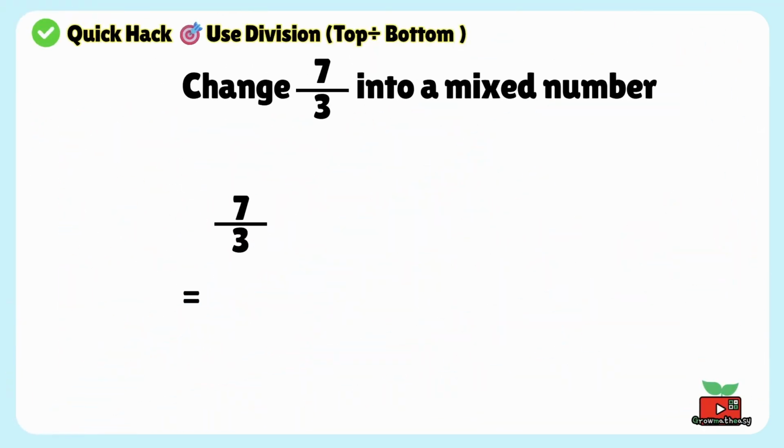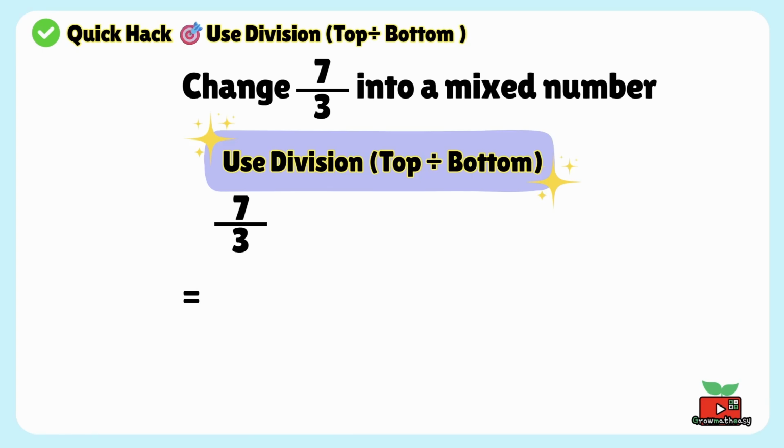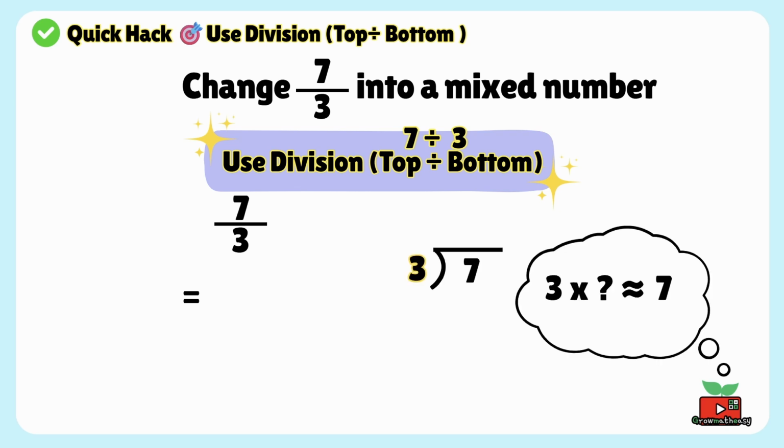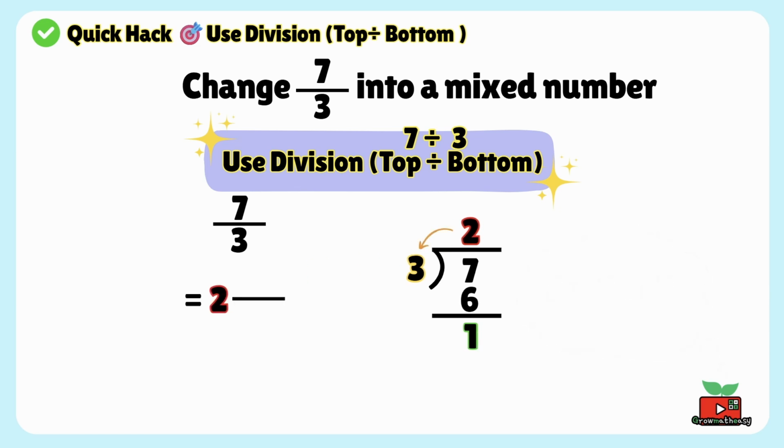Change 7/3 into a mixed number. We'll use our quick hack, divide the top number by the bottom number. So we do 7 divided by 3. Let's divide. How many groups of 3 fit into 7? That's 2. 3 times 2 is 6, with 1 left over, so the whole number is 2. And we keep the same denominator 3, and the numerator becomes the remainder 1. So 7/3 equals 2 1/3.